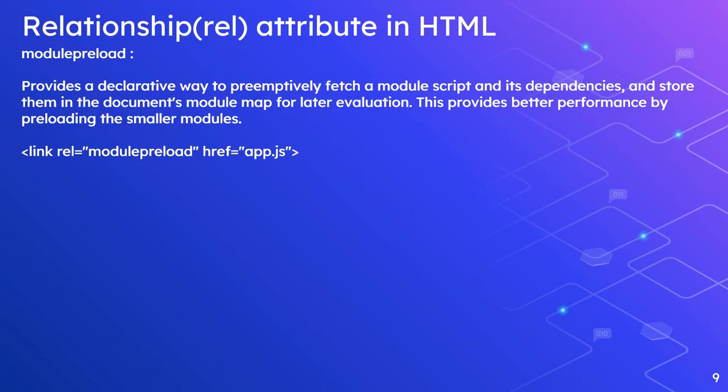The next one is module preload. This provides a declarative way to preemptively fetch a module script and its dependencies, and those will be stored in the document's module map for later evaluation. This provides better performance by preloading the smaller modules. So you can preload the module so that whenever required it will be available, and the page loading performance will be improved. Now if you see here, link rel module preload, then href equal to, you can specify the modules, app.js here I am saying.